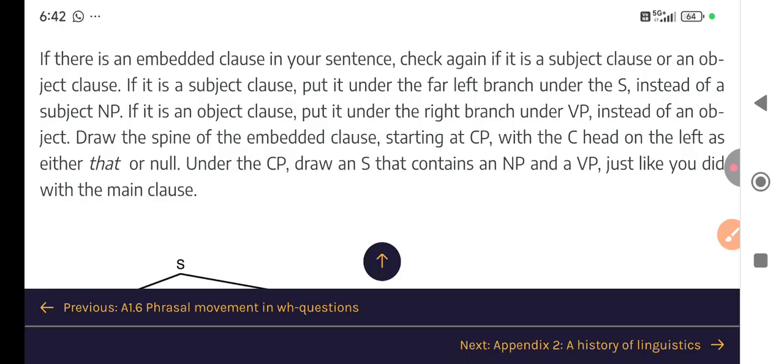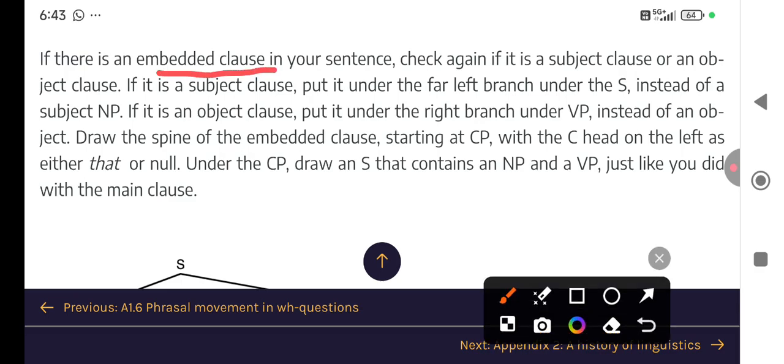Under the CP, draw a sentence S that contains an NP and VP just like you did with the main clause. So here, what to do with an embedded clause? For an embedded clause, check again if it is a subject clause or an object clause. So first of all, for an embedded clause we have to find out whether that embedded clause is used as a subject clause or an object clause, right? If it is a subject clause, put it under the far left branch under the subject. So subject clause means under the sentence.